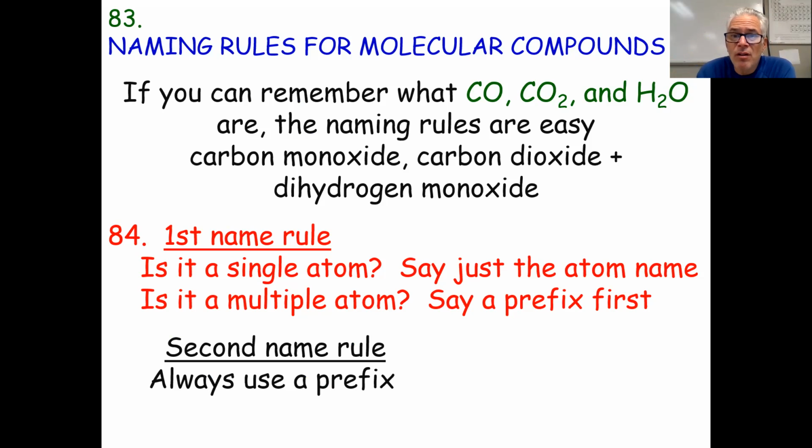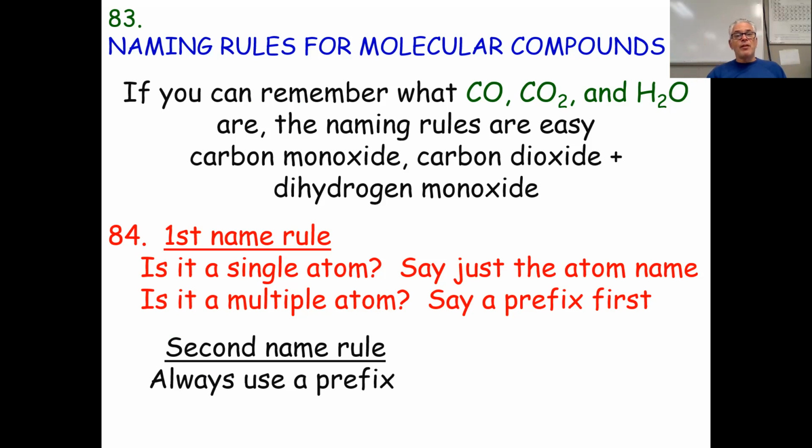Now, the second name rule, you always get a prefix. So if there's 1 oxygen, like in carbon monoxide, you have to say 1 oxygen. If it's carbon dioxide, there's 2 oxygens. And if it's water, which is dihydrogen monoxide, the second name, you always get a prefix. So we're going to use what's called prefix names for the molecular compounds. And there's 2 rules. You have to write these down. You might even write them on your periodic table. But really, if you remember CO, CO2, and H2O, you will always be able to remind yourself of the rules. It's either a single atom or a multiple atom first, so you either get a prefix or you don't. And the second name, you always get a prefix, always.